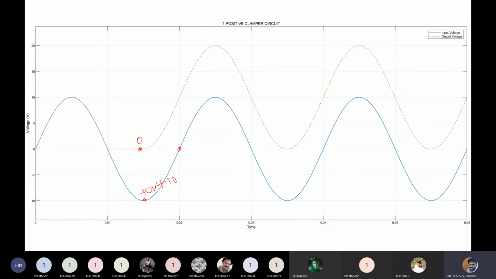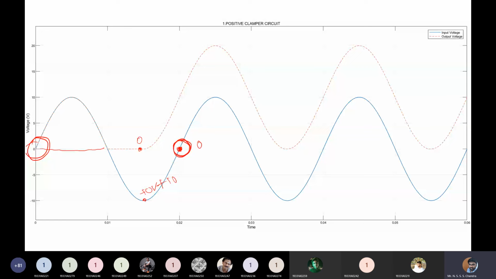And if you see here, what's the input voltage value at this instant? Please respond. What's the input voltage value you are seeing? Minus 10 volts, sir. No, at this instant. 0, sir. Zero, right? So it is 0 volts.